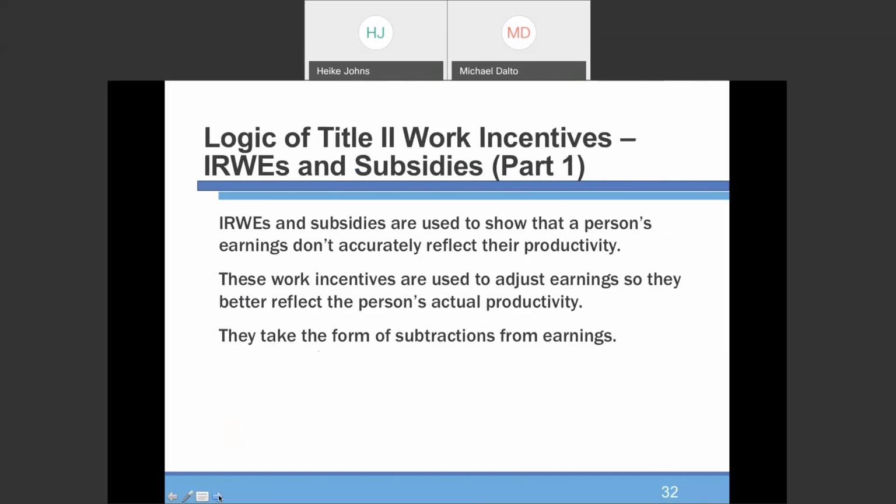So the logic of IRWEs and subsidies is that they're used as deductions from earnings to help a person's earnings be adjusted so that they more accurately reflect the person's productivity. Because Social Security, when they're figuring out if a person is doing SGA, is only supposed to consider the amount of the person's earnings that do reflect their actual productivity. So the IRWEs and subsidies are subtractions from earnings to adjust those earnings so that the countable amount that remains is a more accurate reflection of the person's productivity.